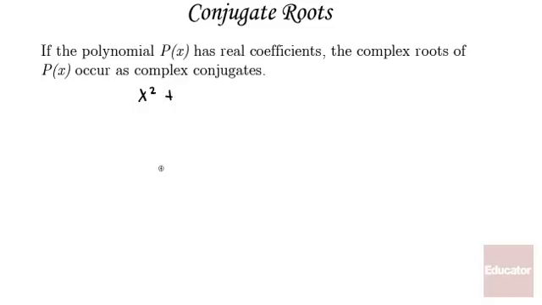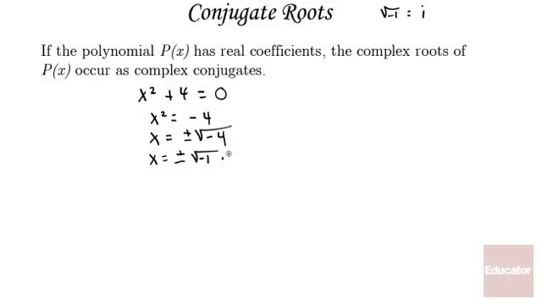Thinking about something like this: x squared plus 4 equals 0. If I wanted to find the solutions for this, I could say, okay, x squared equals negative 4. Now, using the square root property, I take the square root of both sides, and this gives me x equals plus or minus the square root of negative 4. Recalling that the square root of negative 1 equals i, I can rewrite this as x equals plus or minus the square root of negative 1 times the square root of 4, or x equals plus or minus i times the square root of 4, or x equals plus or minus 2i.